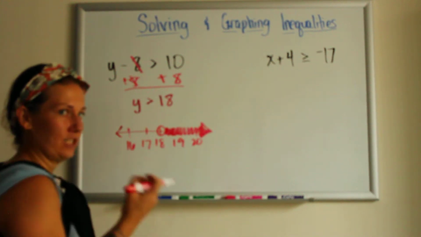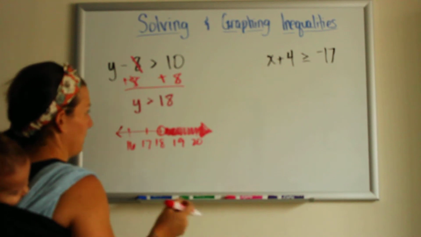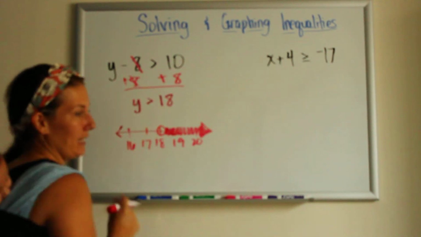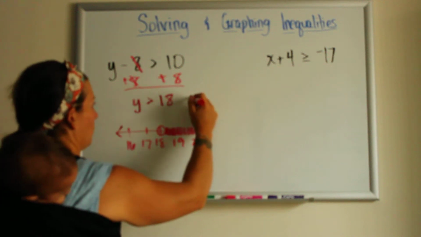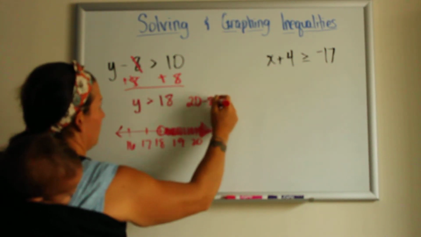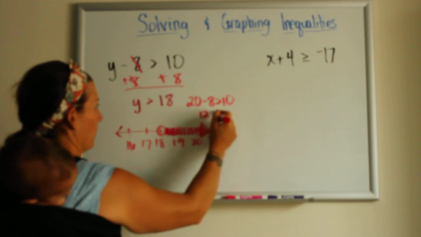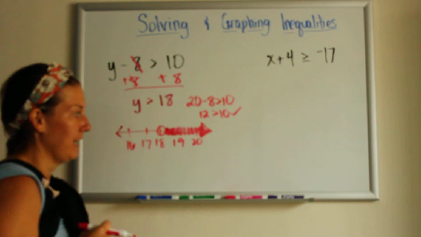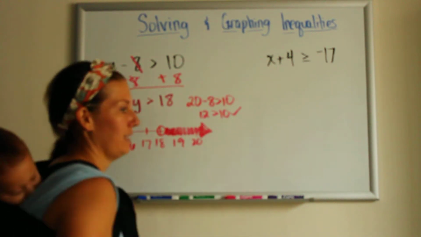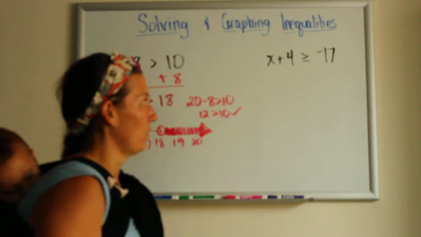To test and to check my solution, I want to pick a number where I shaded. So for example, 20. If I plug 20 into the original inequality, my inequality should be true. So if I plug in 20 minus 8 is greater than 10, 20 minus 8 is 12, and it is true that 12 is greater than 10. So any values bigger than 18 will satisfy my inequality. Let's look at one other example.